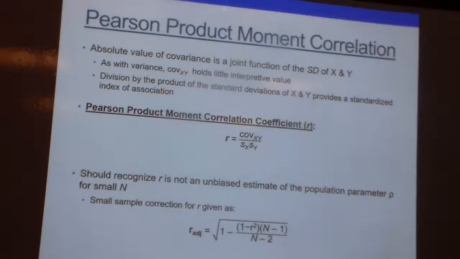This is not news, but then we did talk about our correlation coefficient not being an unbiased estimate of the population coefficient, particularly in small samples. If we're working with small samples, talking about this adjusted R formula here and what that's going to do. If we're working with smaller samples, it's going to go through and it's going to shrink that coefficient down a bit.